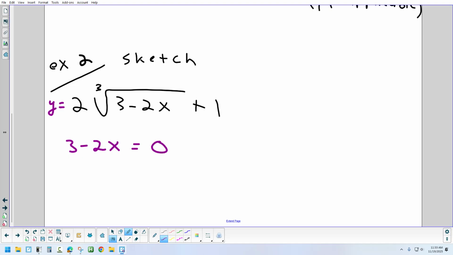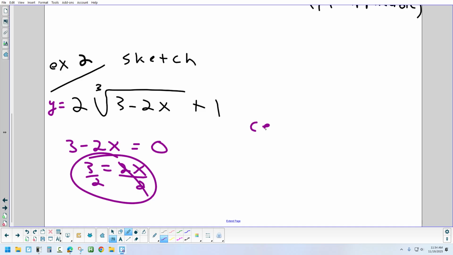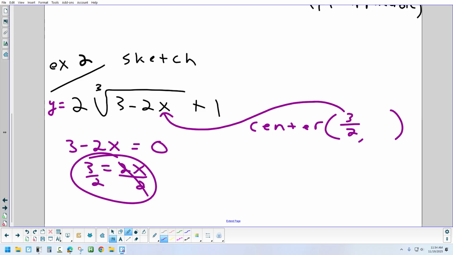Okay, so let's solve for x. So add the 2x. And what would be your last step to get x by itself? Divide by 2. Okay, so that is the new x value of your center point, 1.5. Now we're going to plug 3 halves back in, right here. We're going to do it all out, and that's going to give us the answer for y. So let's fill it in. What's 2 times 3/2?